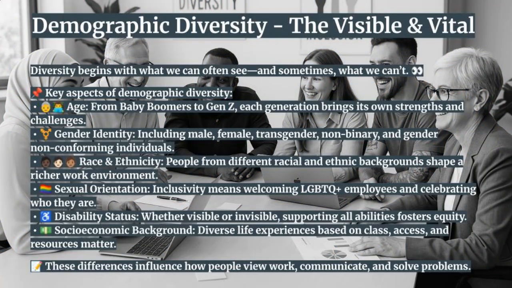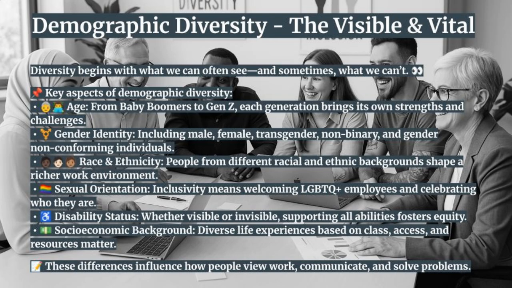Okay, so where do we start? When people think diversity, what usually comes up first? Well, often it's the things we can see. The source calls this demographic diversity. These are the sort of vital characteristics, some visible, some less so. Okay, demographic. Like what specifically? Give us some examples from the source. Sure. So age is a big one. You've got everyone from baby boomers to Gen Z in the mix, right? Different experiences, different work styles.